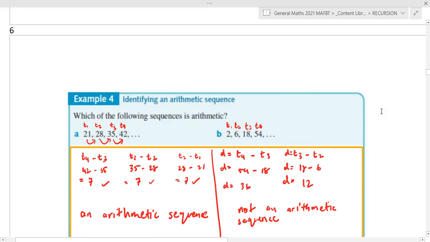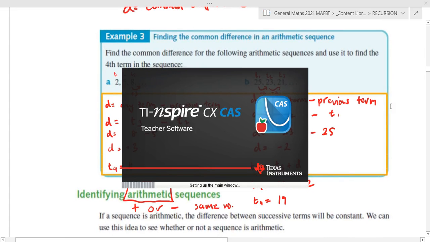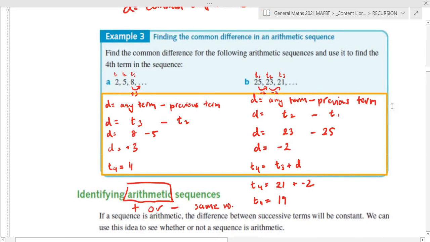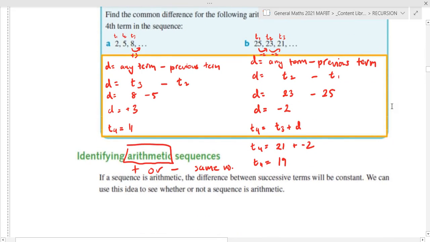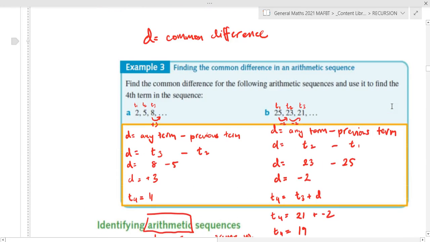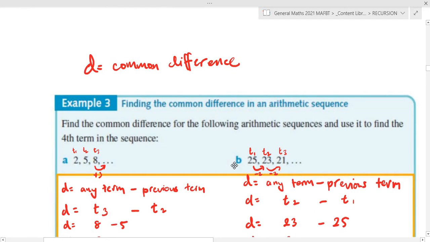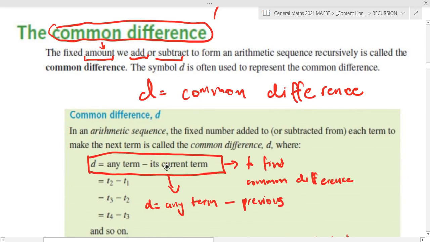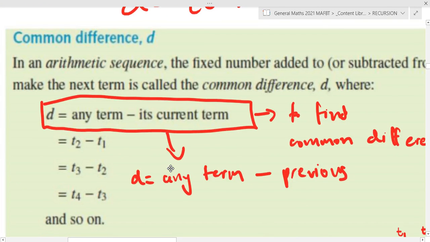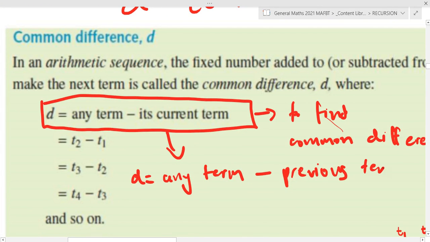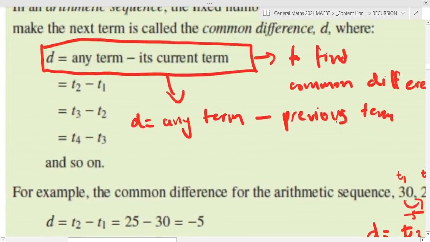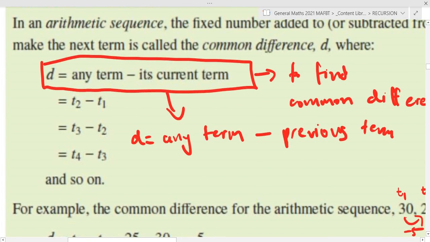So just to recap real quick, arithmetic sequence just means a sequence where you're going up or down by the same amount, or you're adding or subtracting by the same amount. Common difference is that specific amount that you're adding or subtracting. And to find the common difference, we use the rule D equals any term minus previous term. Although the textbook says this, I'm not happy with that. I would rather you use any term minus previous term. I think it makes more sense to use that. The calculator uses any term minus its current term, but I would prefer you use previous term. Yeah, just use any minus previous. It's easier.